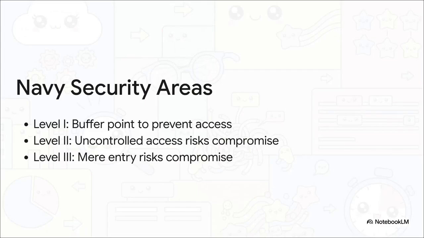They actually map these information tiers directly to physical spaces, creating layered security areas. A Level 1 area is just a buffer point. A Level 2 area is where uncontrolled access risks a compromise, meaning if you don't have clearance, you must have an escort. And finally, Level 3. This is where mere entry into the room, like walking into a major command center, risks compromising the whole system. Notice how the access gets tighter and far more heavily monitored the deeper you go into the system.